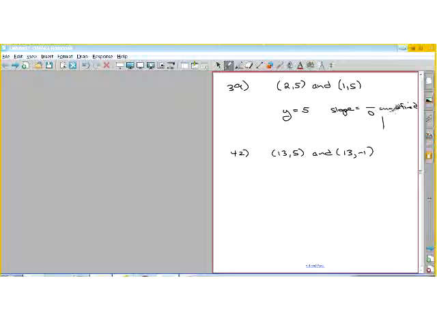Actually, it's the other way around. Y is in the numerator, so it'd be 0 over some number. This is y2 minus y1, so this is 0. So a slope of 0 is a horizontal line, which is y equals 5. But it's probably easier just to look at these before you try anything. Check to make sure they're either vertical or horizontal.